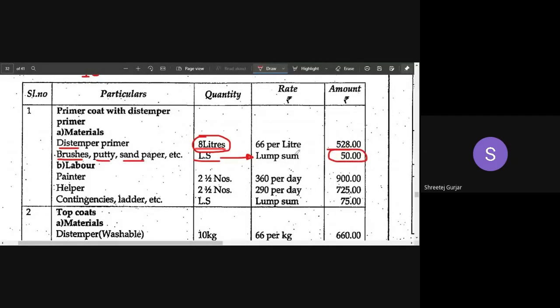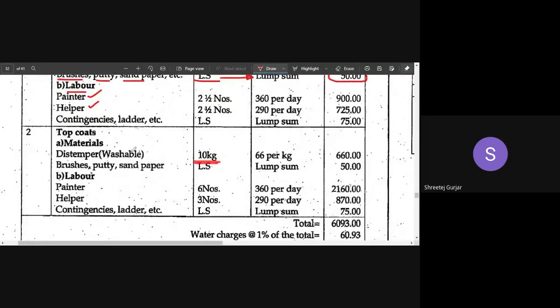particular brushes. So these are old rates wherein you can see only 50 rupees has been written. You can write the latest rates. And it is not 50 rupees, it will be higher than this. Then coming to labor, as we have told you, we require painter and we require helpers. Okay. Then coming to top coat.